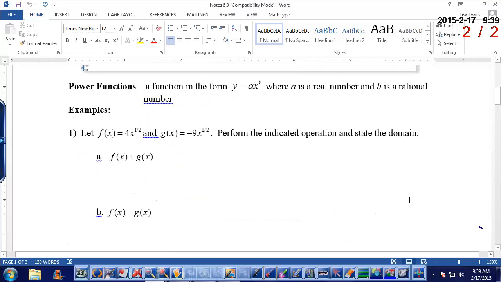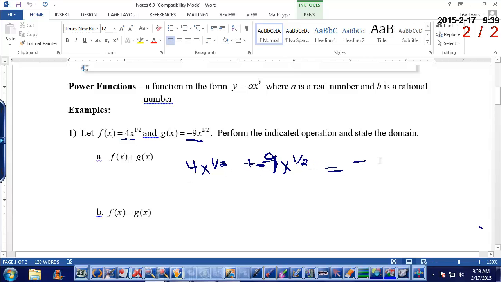Okay, let's say that f of x is 4x to the 1/2, and g of x is negative 9x to the 1/2. First one says, let's add the two functions. So if I add these two, they actually are like terms because they both have x to the 1/2. So I can go ahead and combine those. 4 plus a negative 9 is negative 5x to the 1/2. This is perfect. I can leave my answer like this. There's no negative exponents. There's nothing I need to change.